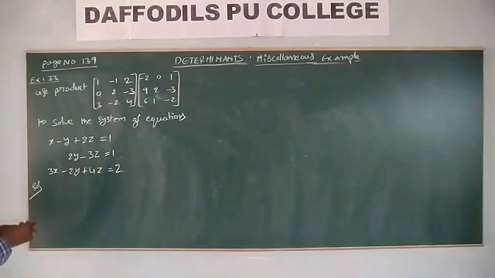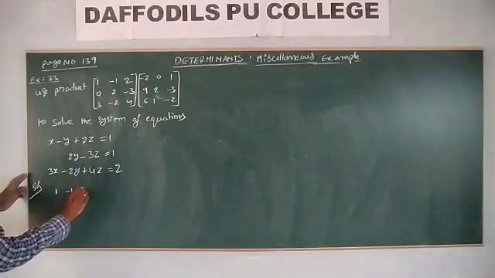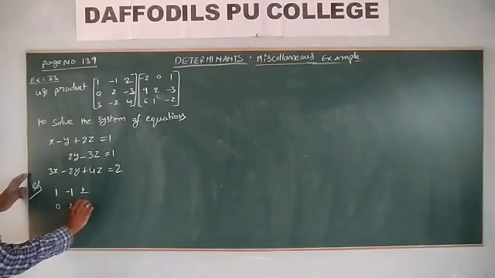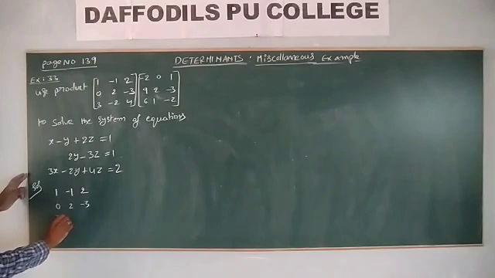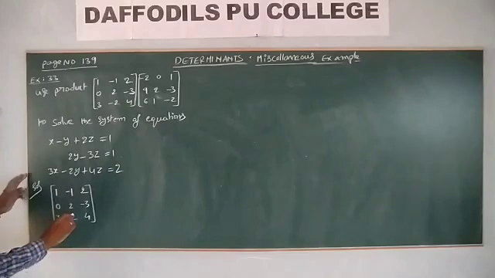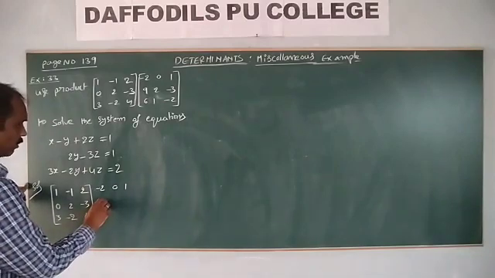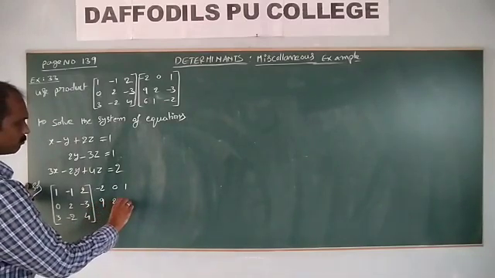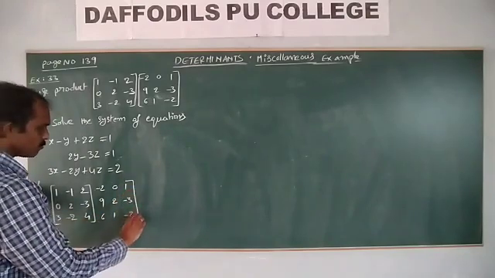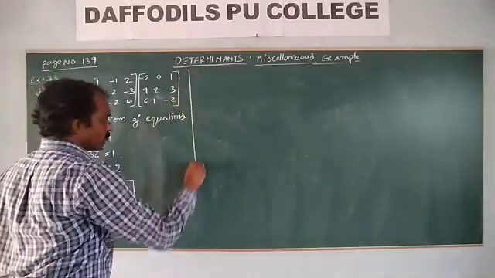Solution. First we will find the product of these matrices. 1 minus 1 2, 0 2 minus 3, 3 minus 2 4. Okay, next minus 2 0 1, 9 2 minus 3, 6 1 minus 2. So this is the product. Okay, what is the product?